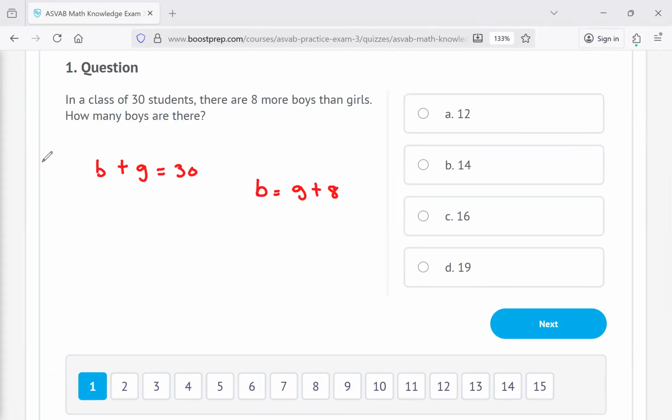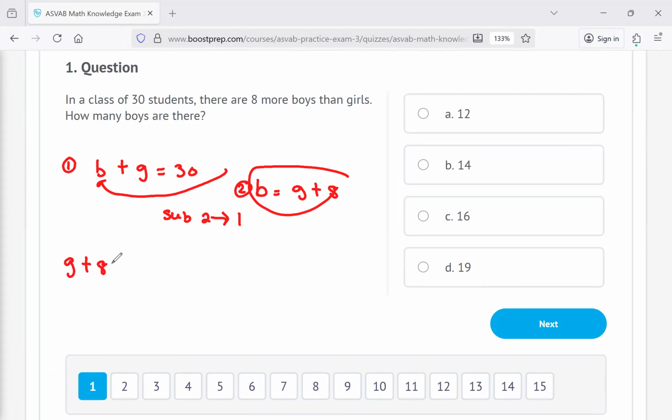Okay, so we have two equations, equation 1 and equation 2. b plus g equals 30, and the second one is b equals g plus 8, because there are 8 more boys than girls. So I'm going to substitute equation 2 back into equation 1, and what do we get? Plug this back into this. That's going to be g plus 8 plus g equals 30.